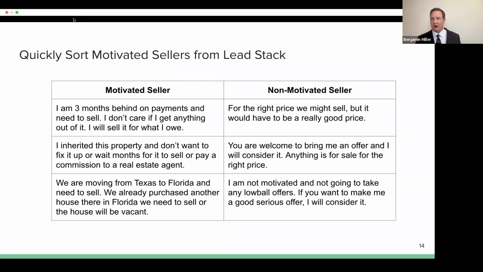A non-motivated seller will tell you, look, I'm not motivated and I'm not going to take any low ball offers. They'll warn you up front. Don't you even try to give me a low ball offer. If you want to make me a good, serious offer, I will consider it. That's not a motivated guy.